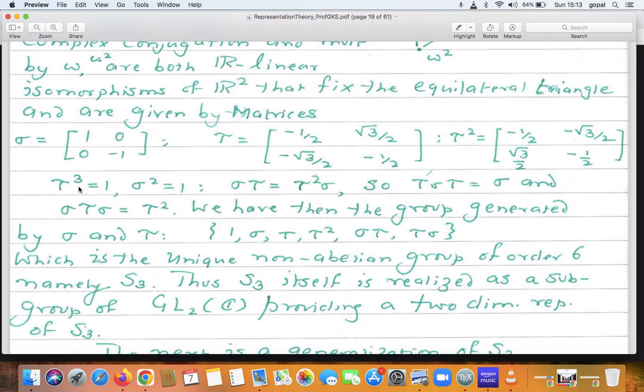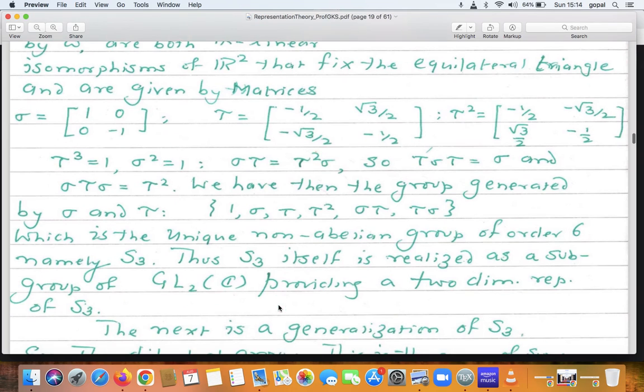And so if you keep computing sigma tau sigma etc., you will keep getting again and again these 6 elements: 1, sigma, tau, tau squared, sigma tau, and tau sigma. So this is a group of order 6, and it's evidently a non-abelian group of order 6 because tau sigma and sigma tau are distinct. And so there is only one non-abelian group of order 6, the symmetric group on 3 letters. And so we have realized the symmetric group on 3 letters as a subgroup of GL2R, and hence as a subgroup of GL2C. So this provides us a degree 2 representation of the symmetric group S3.